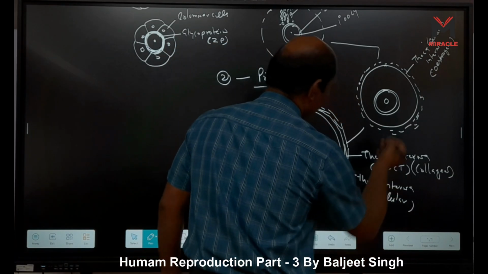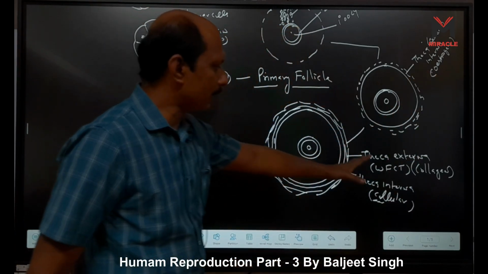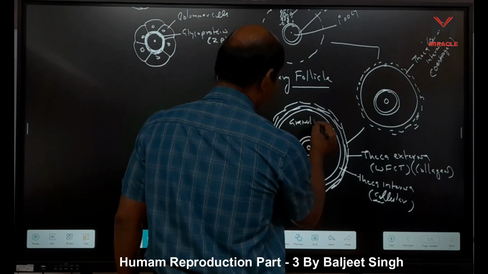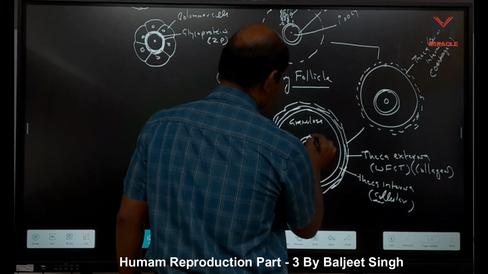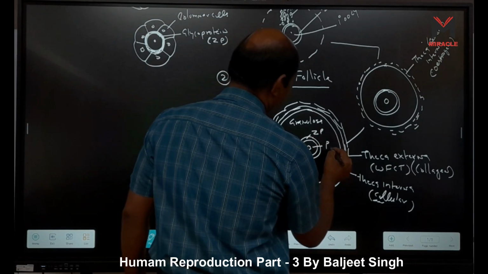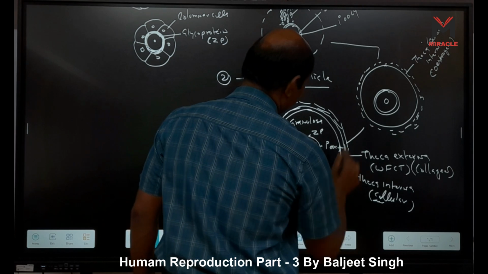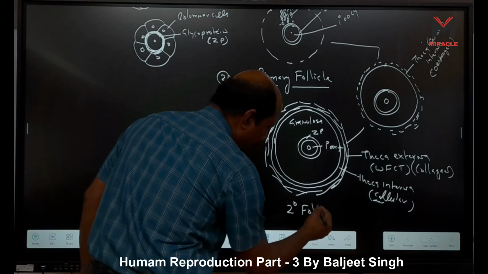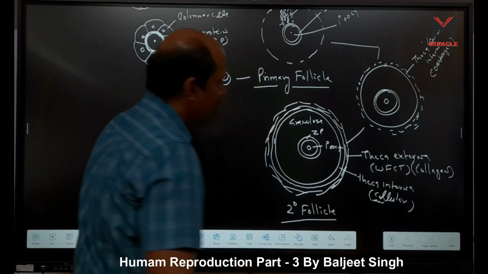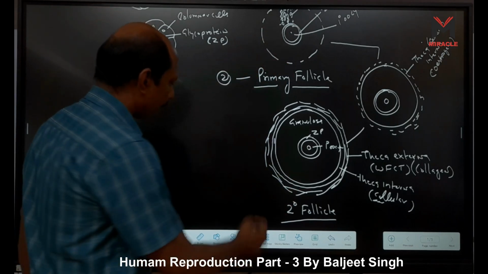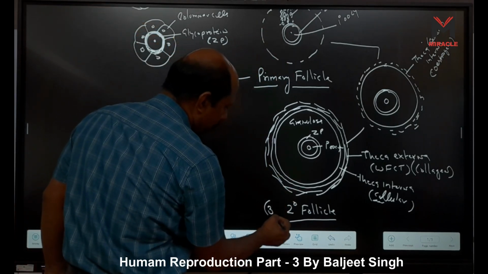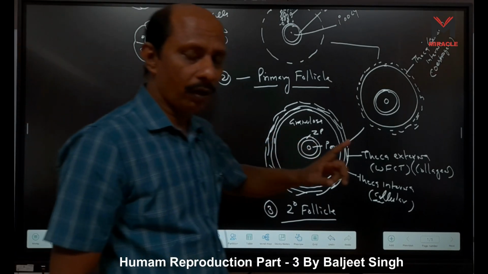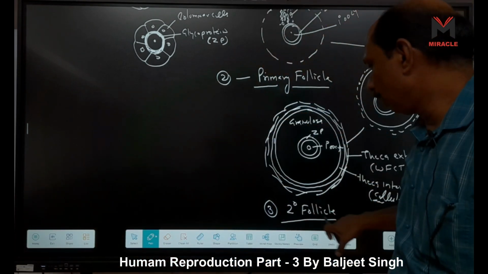Cellular, right? This I like. So when theca externa and theca interna are formed, this is the granulosa layer, and this one is the zona pellucida, and it is the primary oocyte, right? So this structure is called secondary follicle. Primary means the first step is primordial follicle, the second is primary follicle, the third is secondary follicle.